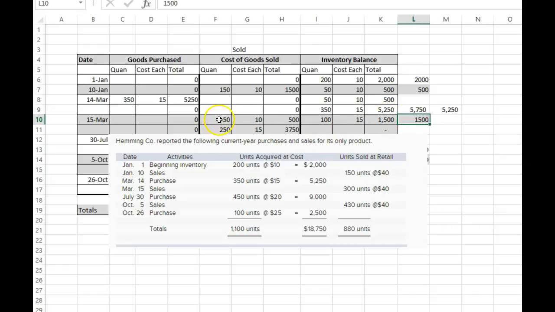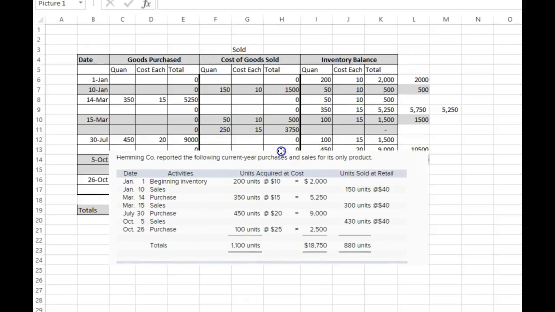This is the hardest part, because you start with 300 sold. 50 of those 300 cost $10. 250 of those 300 cost $15. So that gives us our cost of goods sold, and it gives us a new inventory figure.